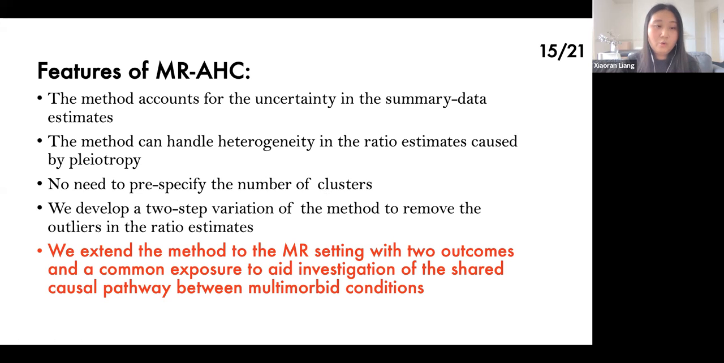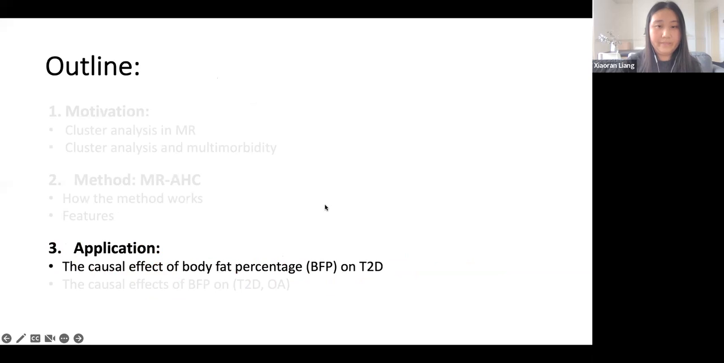And most importantly, we extend the method to the MR setting that I introduced previously, where we have 2 outcomes and a common exposure. So in this way, it can help us to further investigate the shared causal pathway between the condition pairs. Okay, so next I will show you some of the results when we apply our method to estimate the causal effect of body fat percentage on type 2 diabetes.